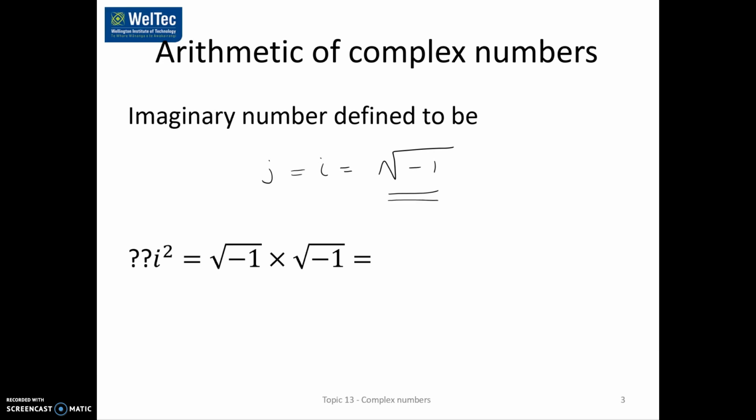Now, you might be tempted to say that i squared equals 1, but actually that's not true. i squared is the square root of -1 times the square root of -1, which means that i squared is -1. So just watch out for that. That's a wee trap that you might fall into.